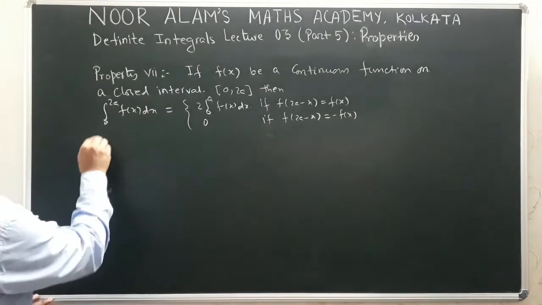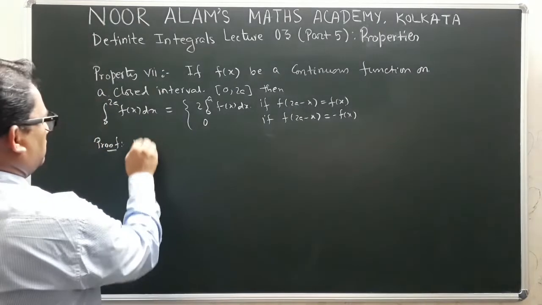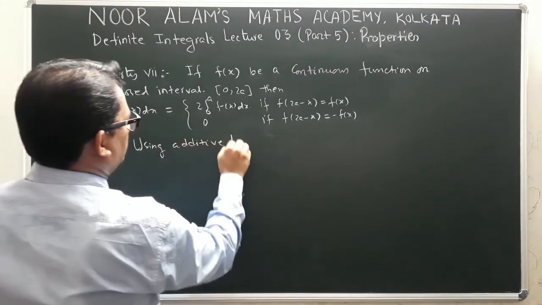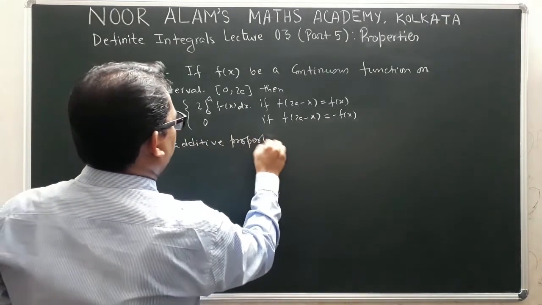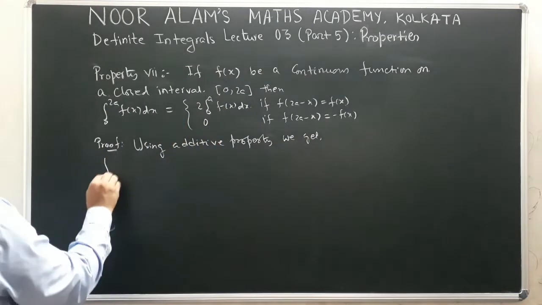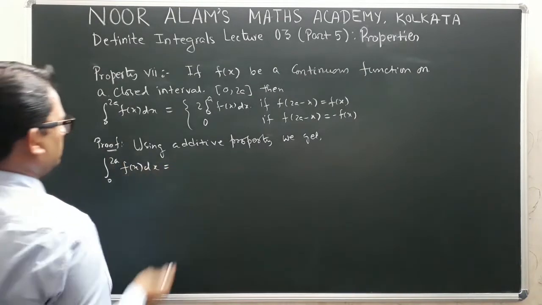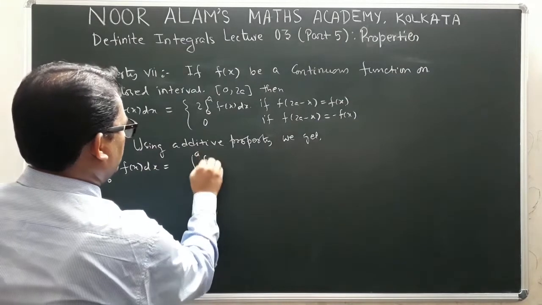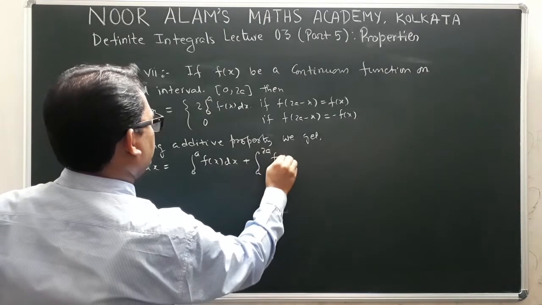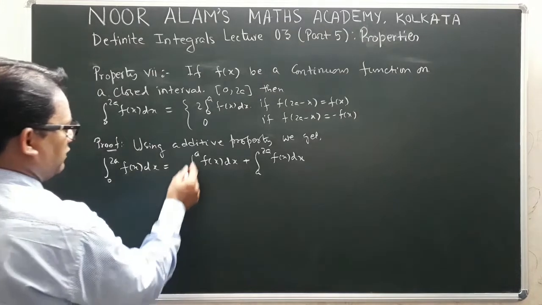Now going for the proof. Using the additive property, we get the integral from 0 to 2a of f(x) dx written as the integral from 0 to a of f(x) dx plus the integral from a to 2a of f(x) dx. Because our interval is 0 to 2a, I can break the interval at the point a.